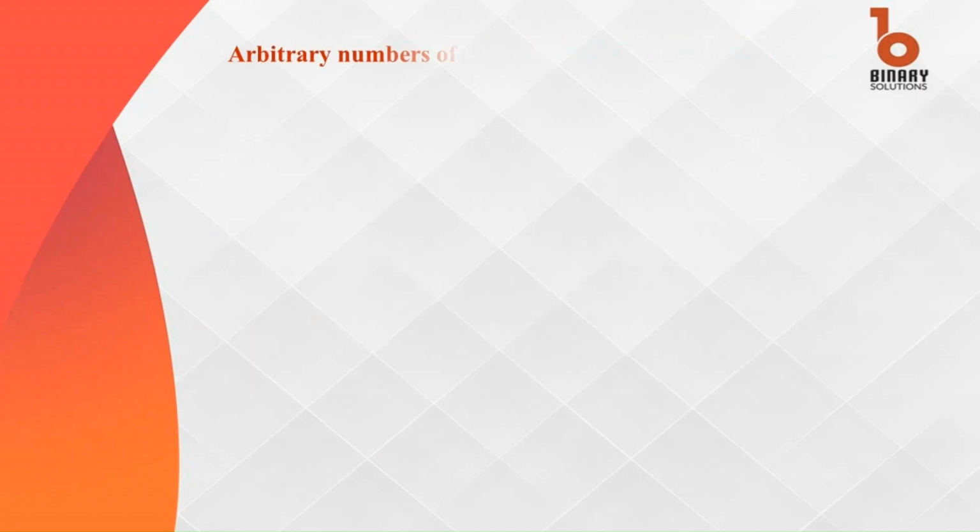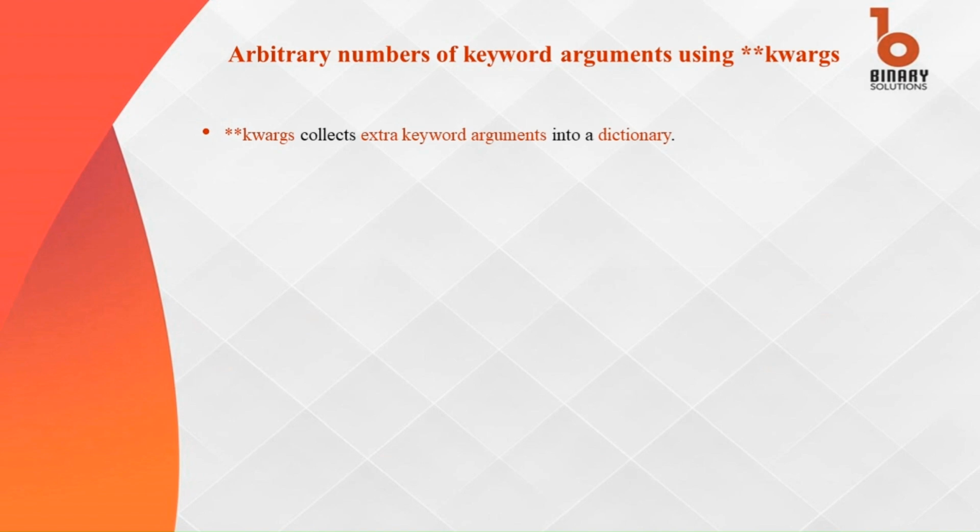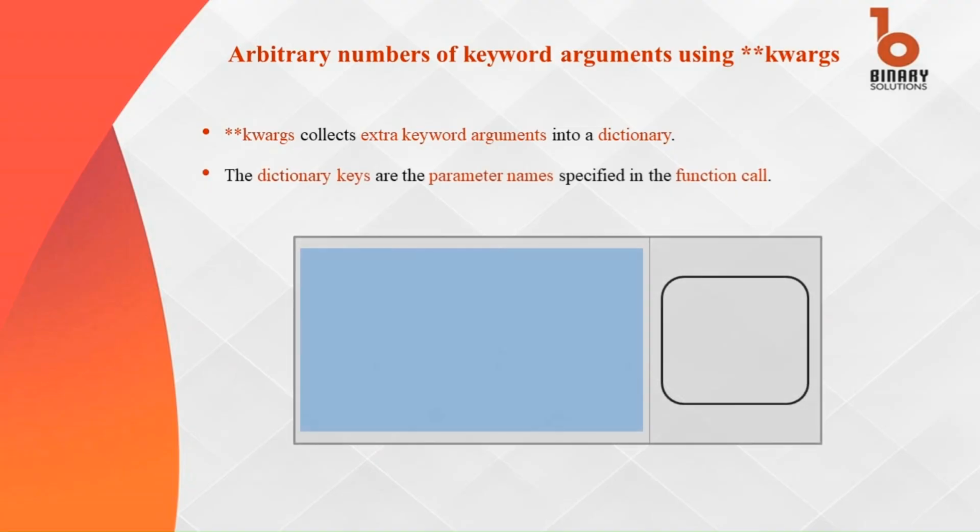Double asterisk kwargs gathers additional keyword arguments into a dictionary where the keys represent the parameter names provided in the function call. This program demonstrates the use of double asterisk kwargs in Python to handle an arbitrary number of keyword arguments. The print sandwich function requires two positional arguments, meat and bread, and collects any additional keyword arguments into a dictionary using double asterisk kwargs. The function prints the basic sandwich description with the specified meat and bread.